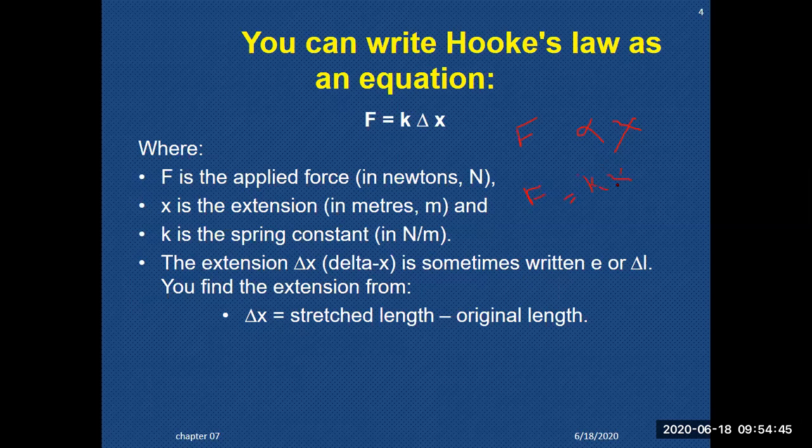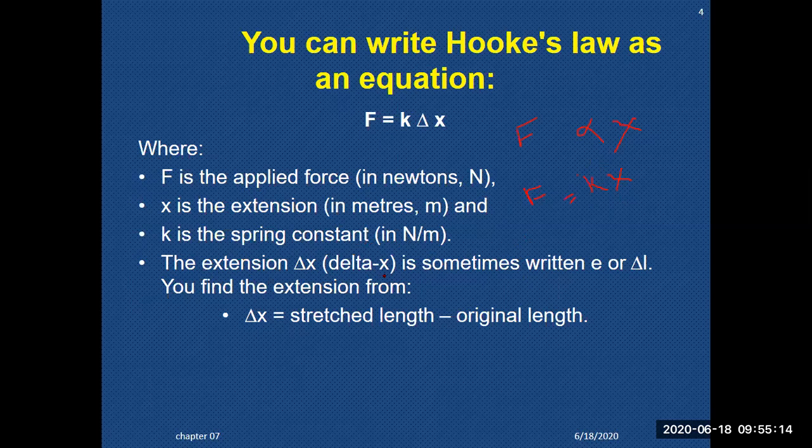This is the most famous equation for Hooke's law. F is the applied force in newtons, x is the extension in meters, and K is the spring constant. K has different values for different types of materials, and for a given material we are given a constant spring constant. Depending on the material, the K value varies. K is the spring constant in newtons per meter.